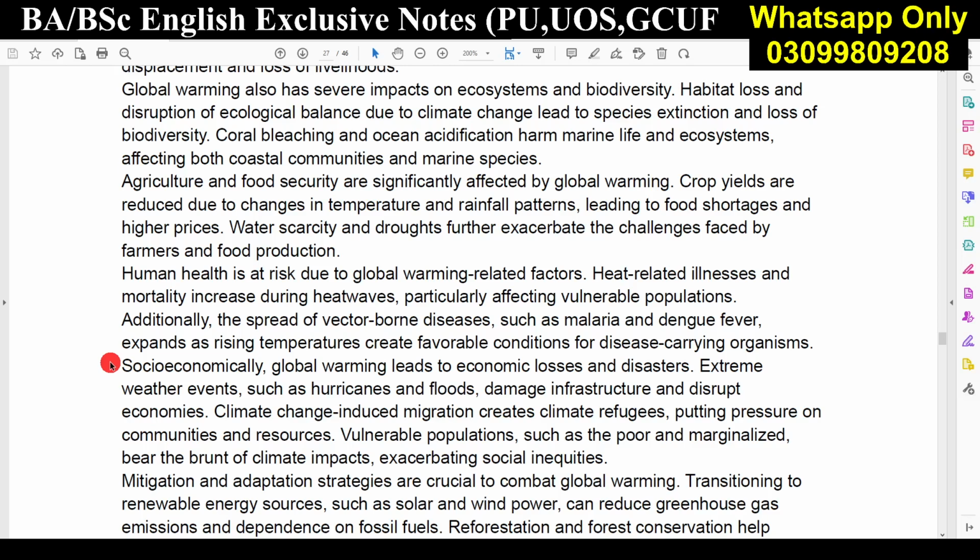Extreme weather events such as hurricanes and floods damage infrastructure and disrupt economies. Climate change induced migration creates climate refugees, putting pressure on communities and resources. Vulnerable populations such as the poor and marginalized bear the brunt of climate impacts, exacerbating social inequalities.